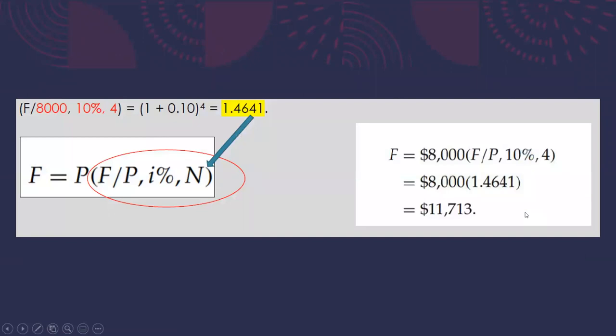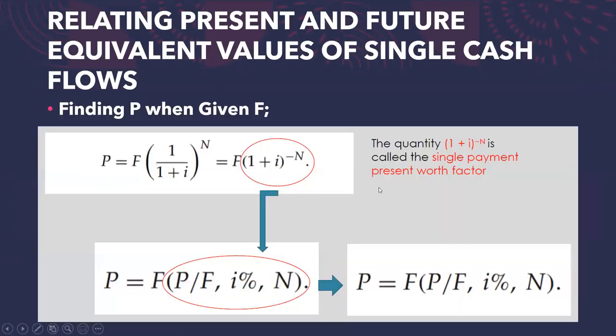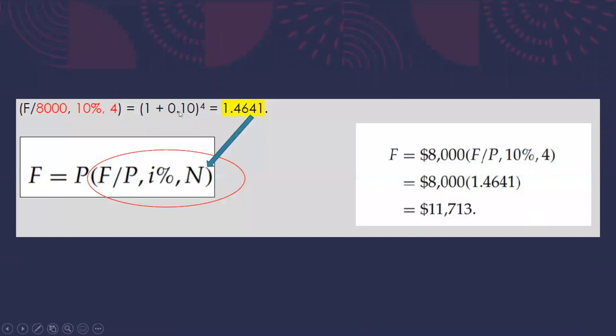Moving forward. The same thing, using this equation in this particular formula form. If you remember, the formula says F is equal to P into (F over P, comma the interest rate, comma the N). So simply what this bracket says is (1 plus i) to the power of N. If you calculate (1 plus i) to the power of N for this particular scenario, you will get 1.4641. So if you multiply the borrowed amount by 1.4641 for this example, you will simply get the answer of 11,713.